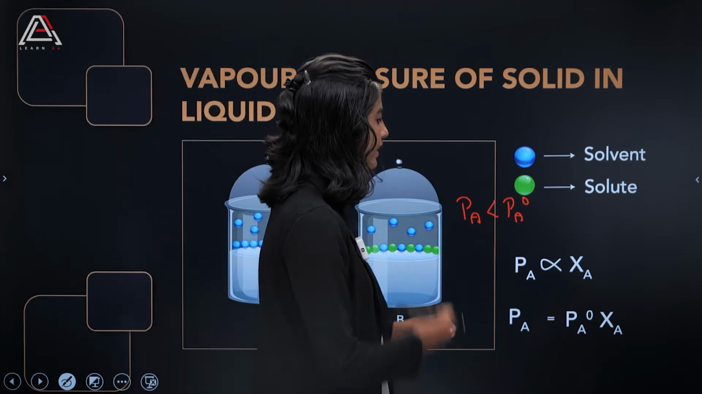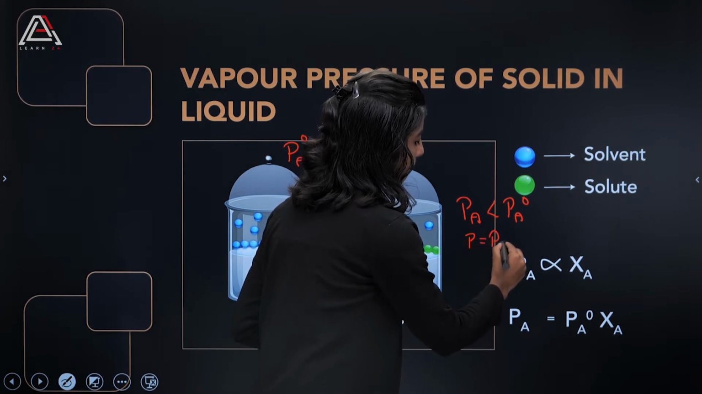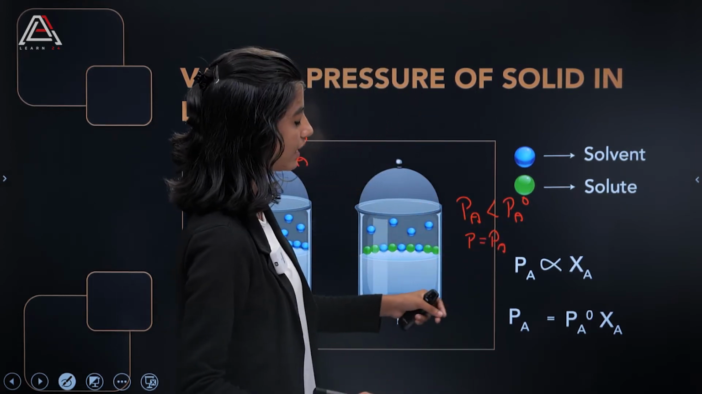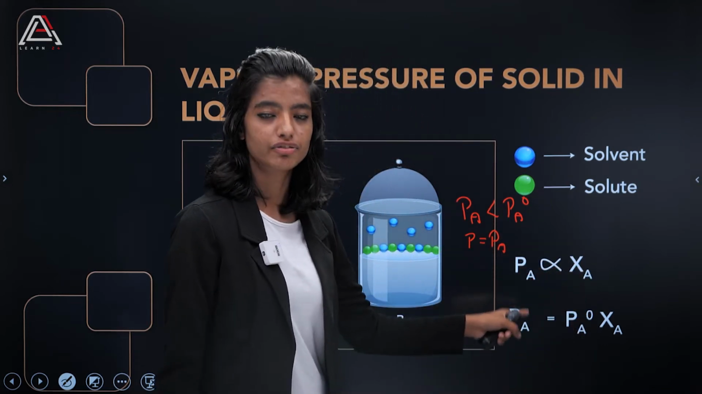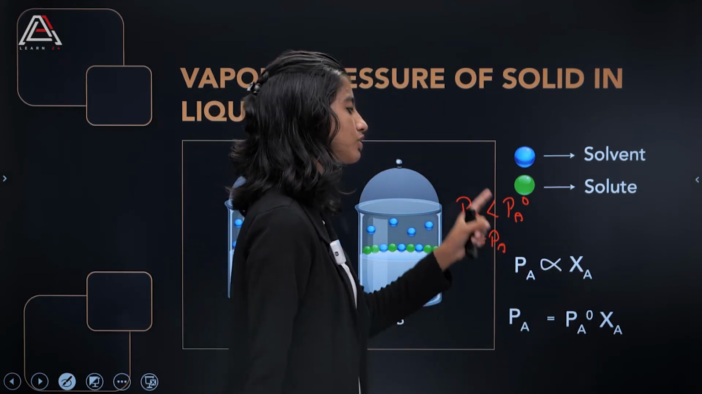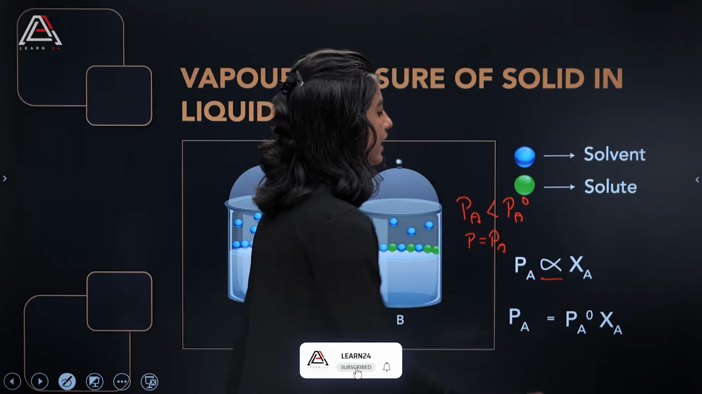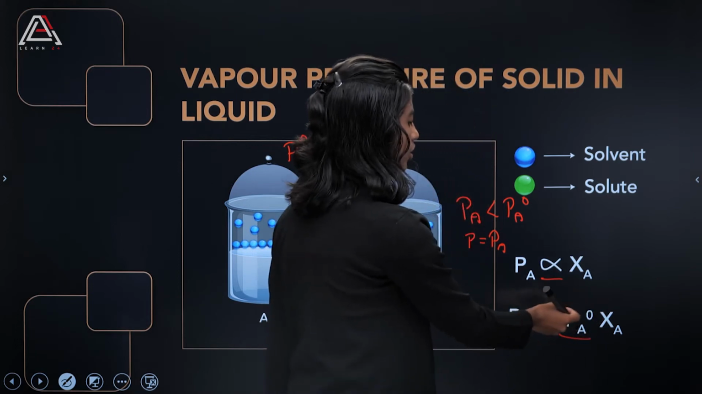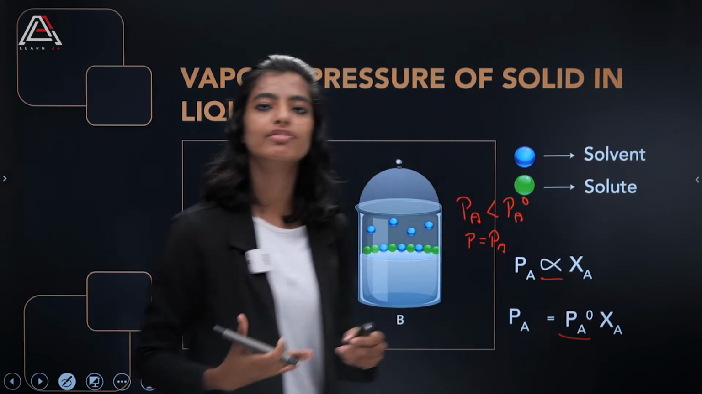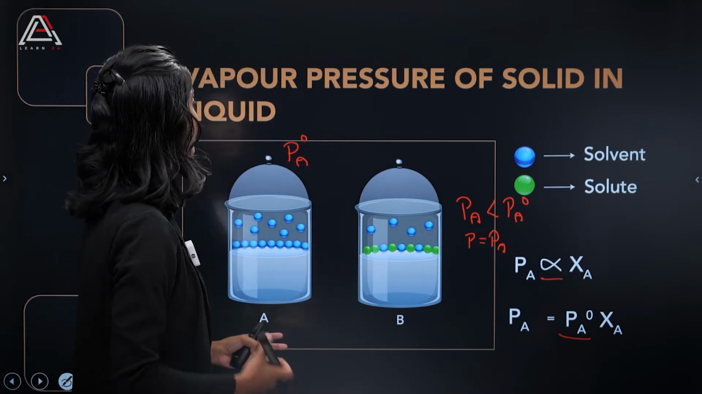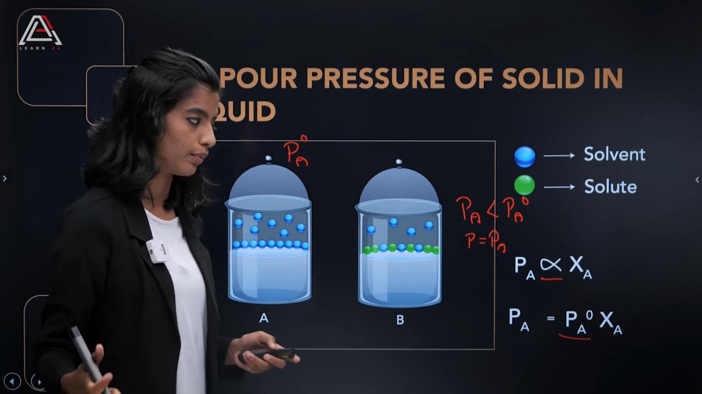So I can write P is equal to PA, and PA is directly proportional to the mole fraction of A. In order to remove this proportionality sign, I added a constant called PA naught, and the equation became PA is equal to PA naught into mole fraction of A. This is the condition of the vapor pressure of solid in liquid.